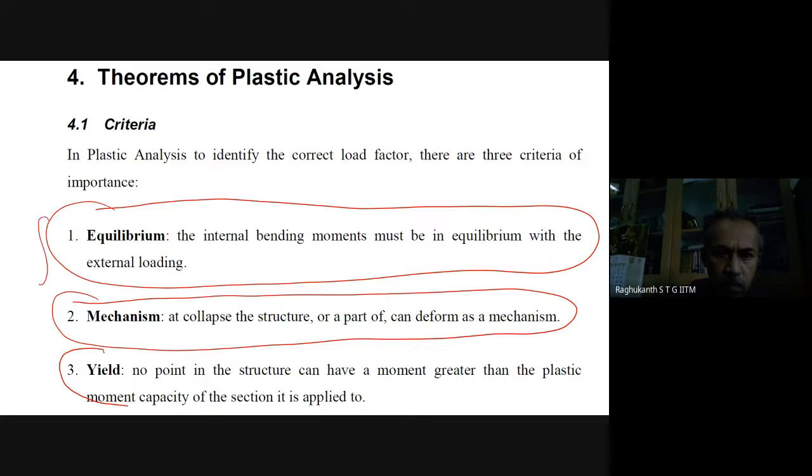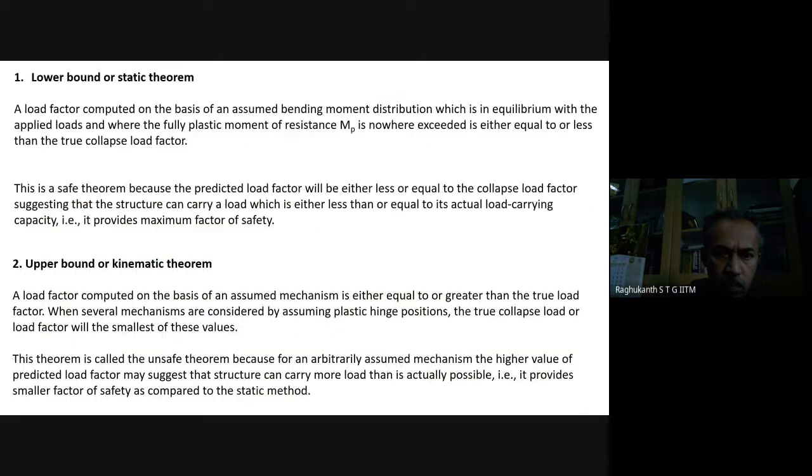Based on these three conditions, some theorems have been postulated to develop simple methods. One is what they call the static theorem, also known as the lower bound theorem. What this theorem says is, suppose you have a load factor computed on the basis of an assumed bending moment distribution which is in equilibrium with the applied loads. That means you have got the bending moment diagram from your equilibrium or from your linear elastic analysis itself.